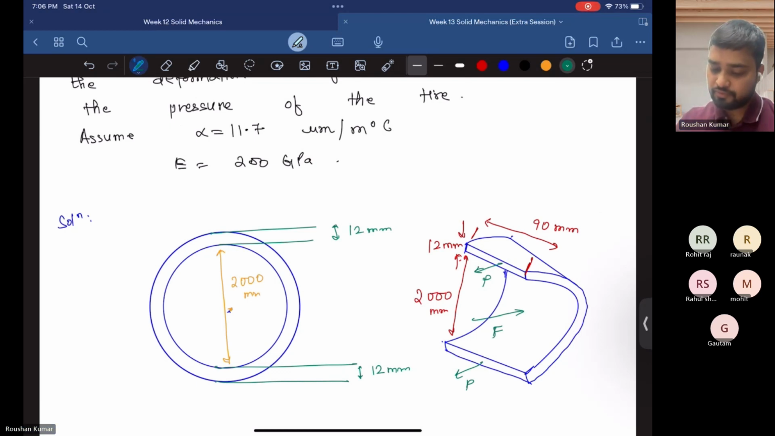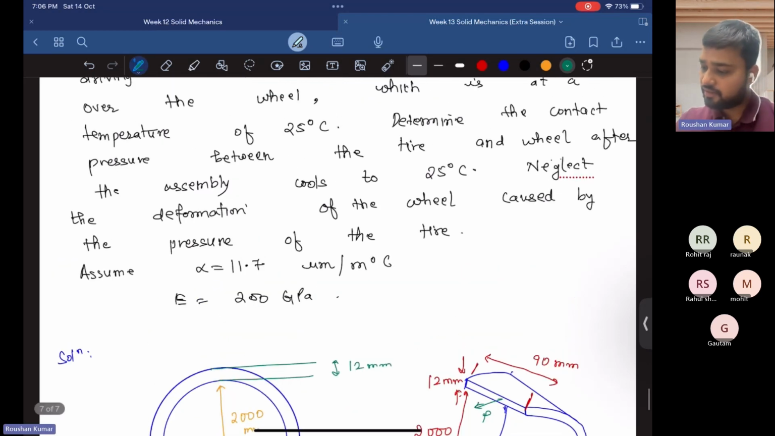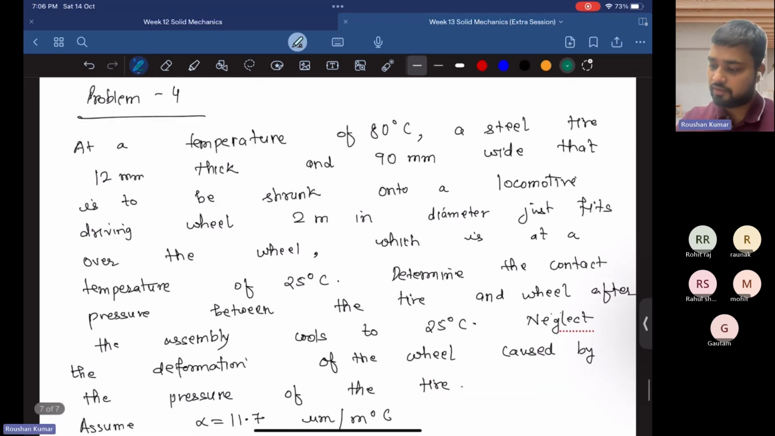So from here, we can see that we are assuming that the deformation of the wheel caused by the pressure of the tire is negligible. And we have to find out the value of the constant pressure that is applied.